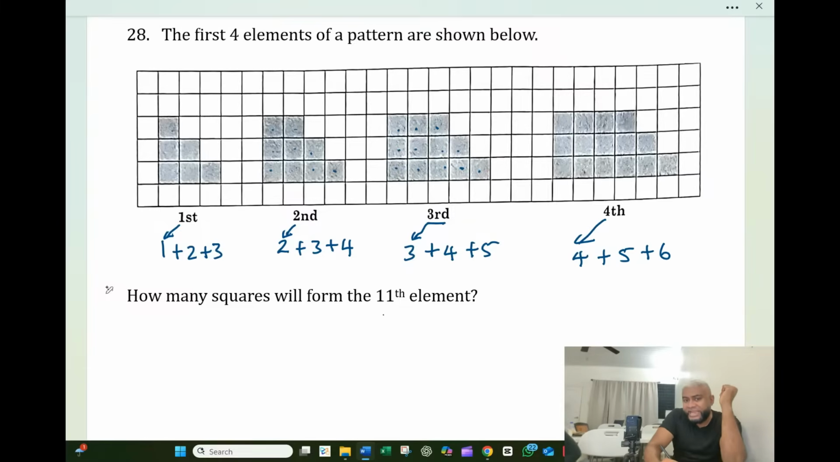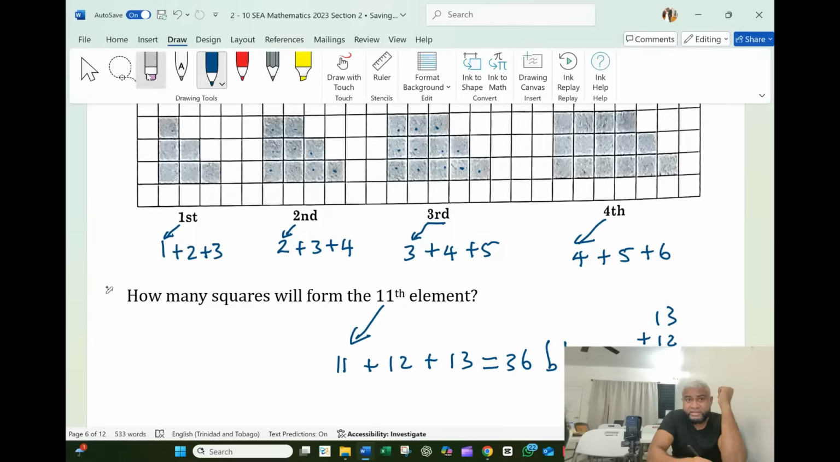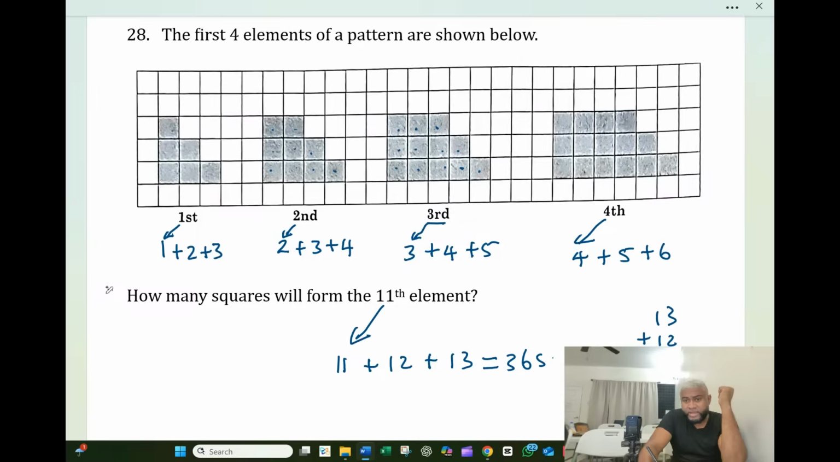So if you want to deal with the 11th one, what will be the first number here? 11. What will be the next number? 12, followed by 13. So you have 11 plus 12 plus 13, which will give me what? 3 and 2 is 5, 5 and 1 is 6, so 36. So this will be equal to 36 blocks. Not blocks, sorry, squares. The question used the word squares, so let's use the same word, squares.